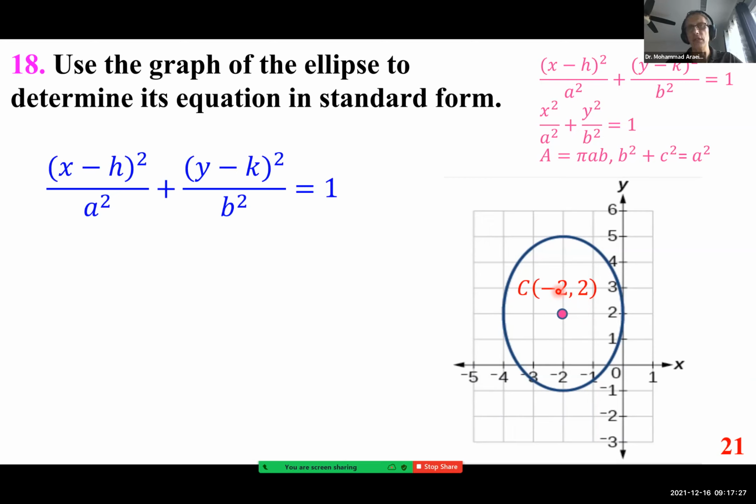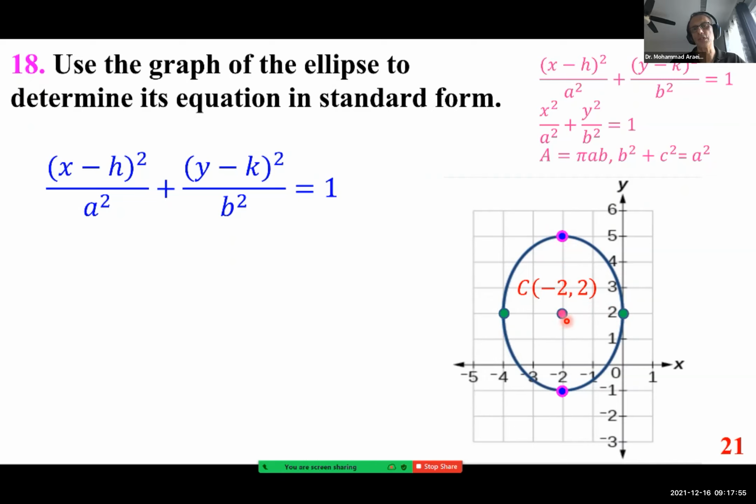Let's look at the vertices. And as you can see, again, it's elongated along the y-axis. So this distance is larger than this distance. This is the distance of A. This is the distance of B, okay? My apologies. This is B. This is A.